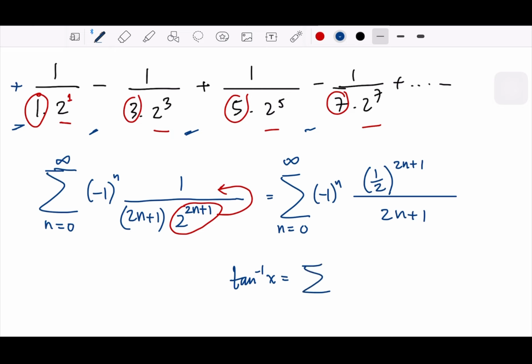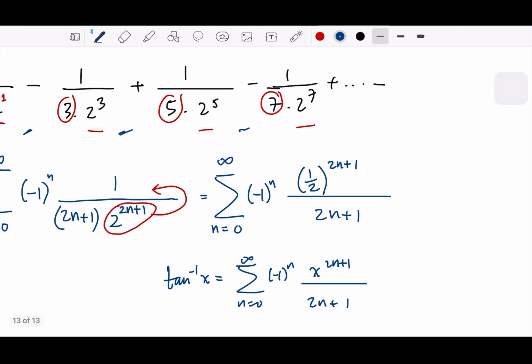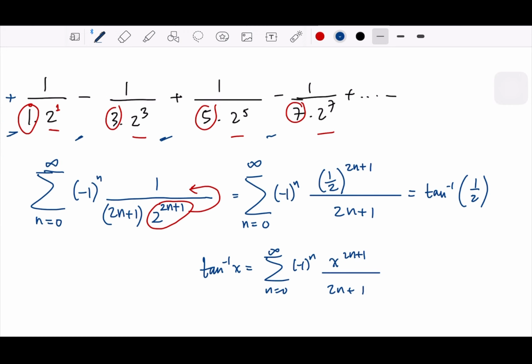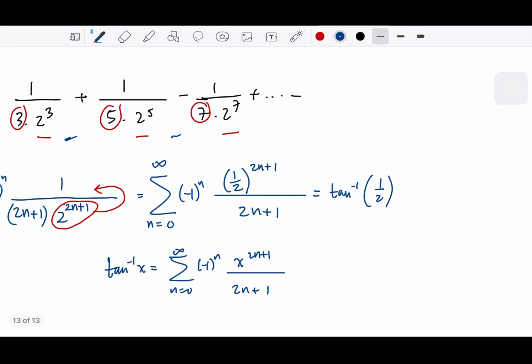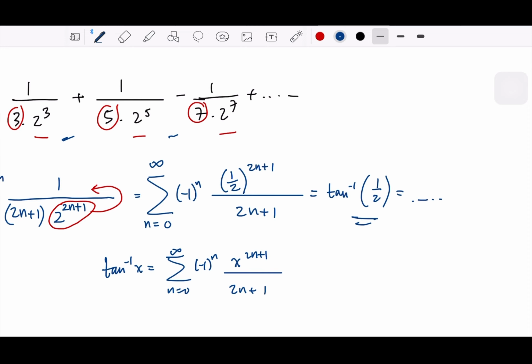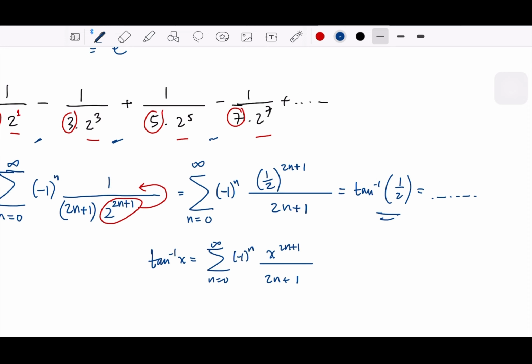So if we have tangent inverse x, we will have this series, right? So this in particular is tangent inverse of 1 over 2. If you want to use a calculator, you can, and you can write down the answer.